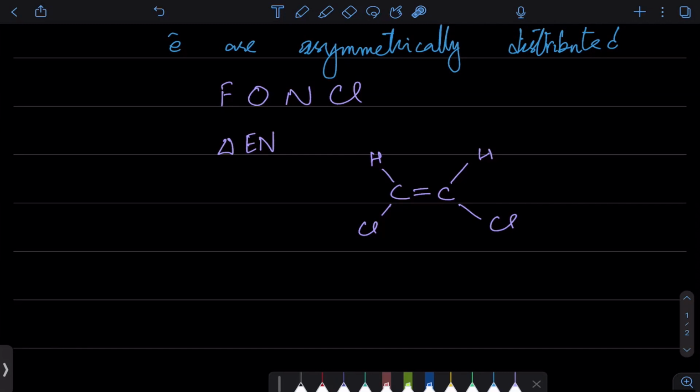Usually we say that if the difference in electronegativity is between 0 and 0.4, the bond is non-polar. If it is between 0.4 and 1.7, the bond is polar. And if the difference is greater than 1.7, the bond is ionic.